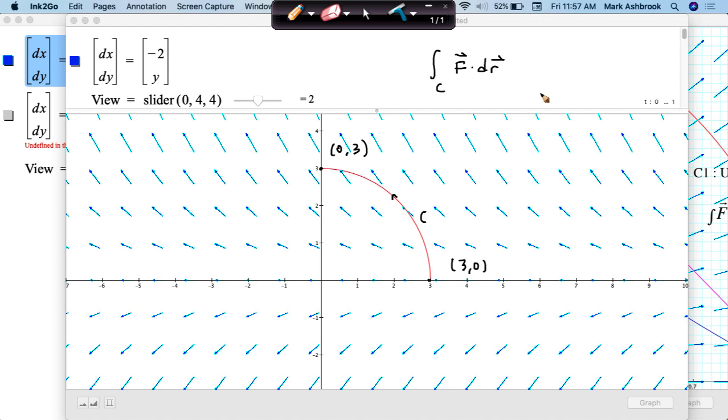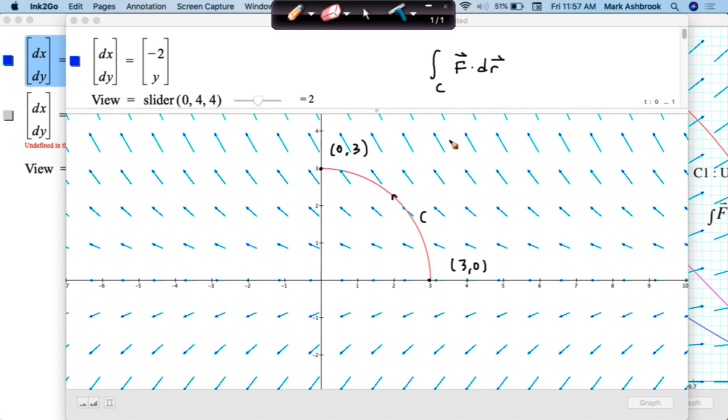Equal to 0? Why not? It's not the whole path. Yeah. So it could be 0, but it's not guaranteed to be 0, because why? Because it's not a circulation integral. I'm not going around in a loop and ending up where I started. Okay.